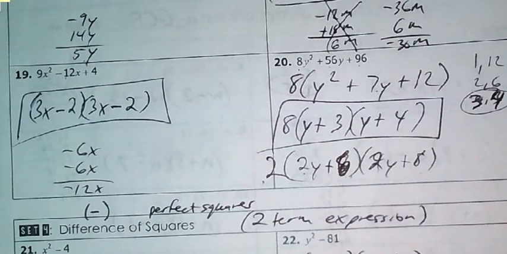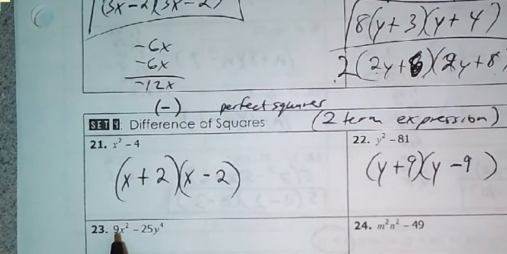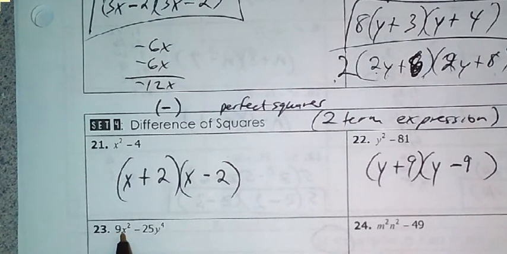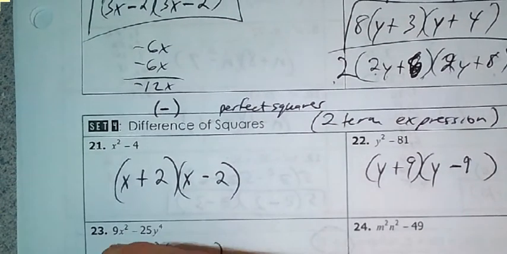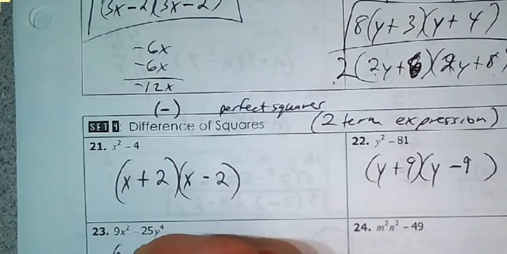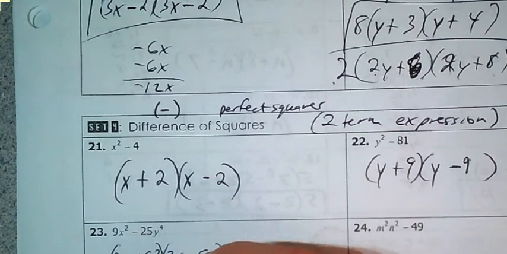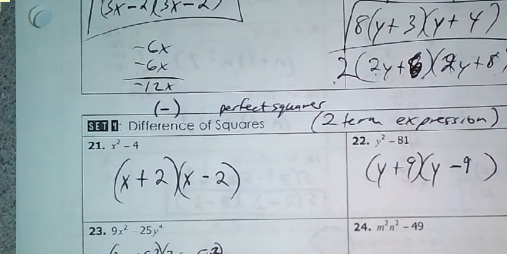So easy. All right, look at 23. Before you start factoring, ask yourself, is it a difference of squares? It is a difference. Is 9 a perfect square? Is X squared a perfect square? Yes. Is 25 a perfect square? Is Y to the 4th a perfect square? Yes. So it is. So we break it down into 3x and 3x, plus minus 5y squared and 5y squared. And we're done. You're just taking the square root of each of those perfect squares.